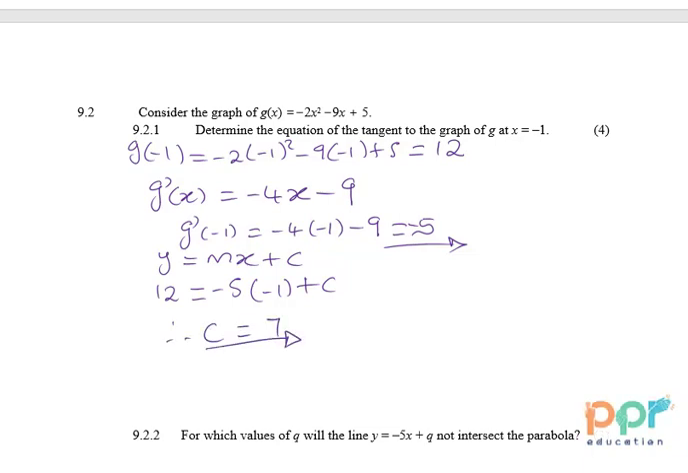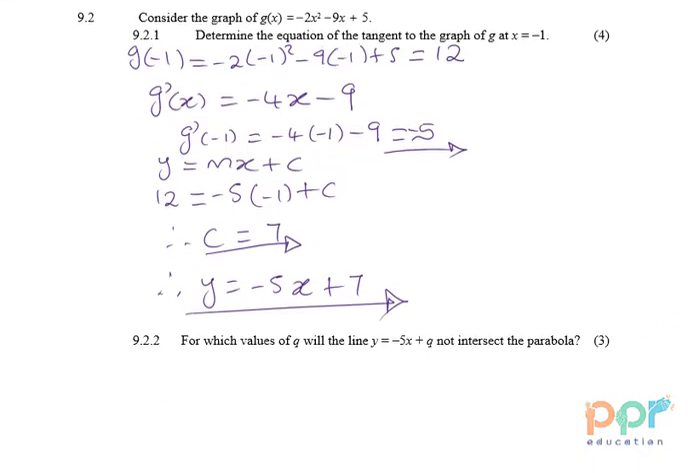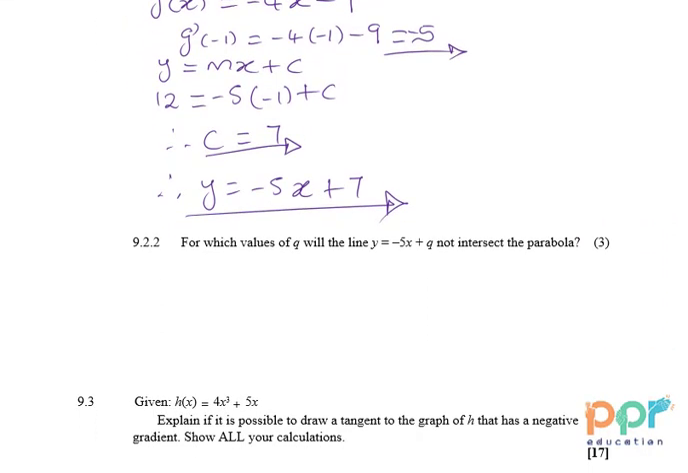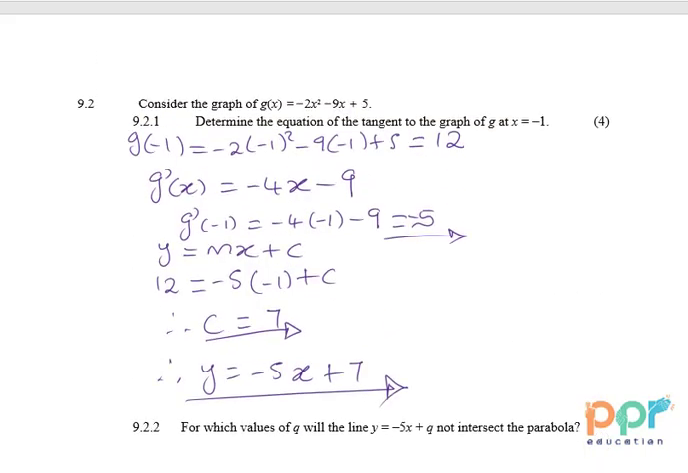But we've found the equation, therefore my equation is y equals minus 5x plus 7. So we have found its format. The next question says, for which values of q will the line y equals minus 5x plus q not actually intersect the parabola? Which parabola is being spoken about?